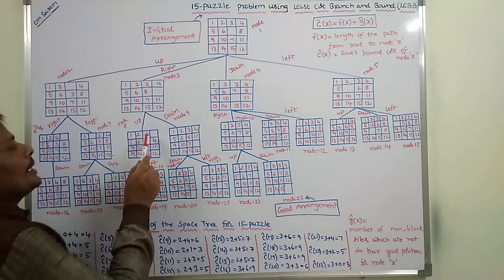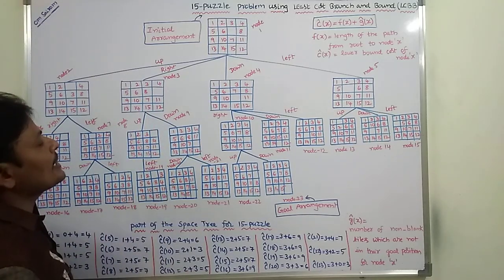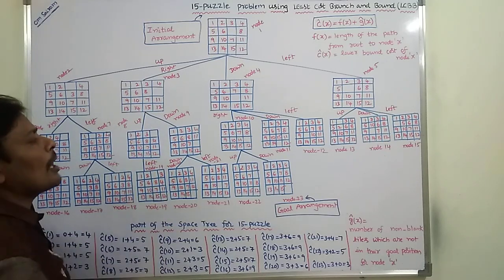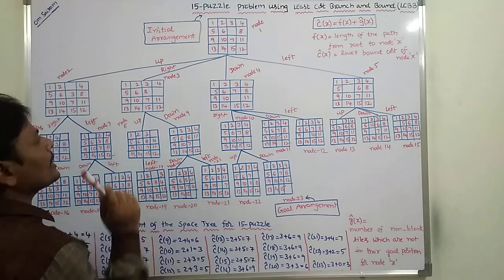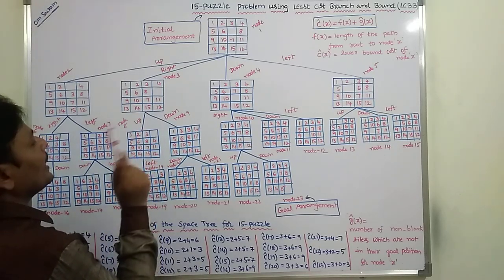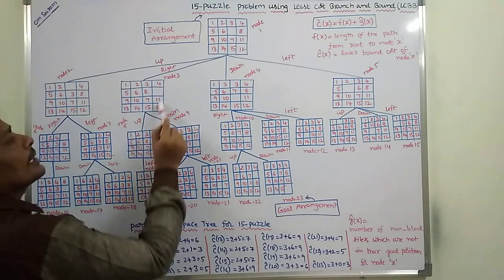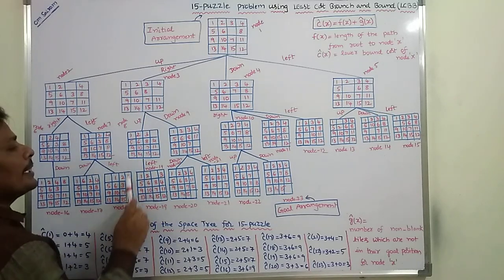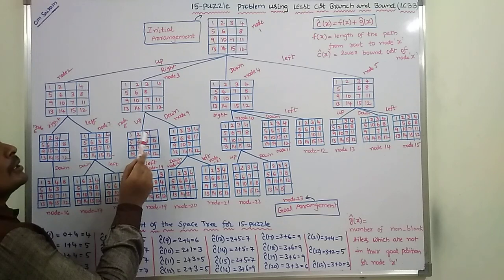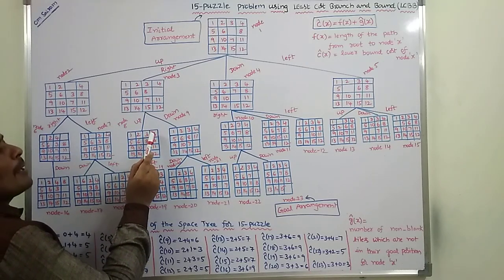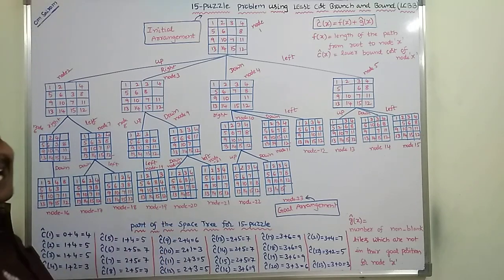Okay, next, now consider node 8. Here what are the possible movements? Up direction, it is not possible. Right direction, it is not possible. Only left direction, it is possible. Down direction, we are getting node 3 same. Only left move is possible. So it can be moved to left. Tile 3 can be moved to this place. Empty tile can be moved to this place. We are getting node 19.